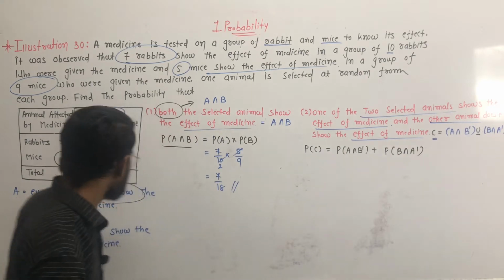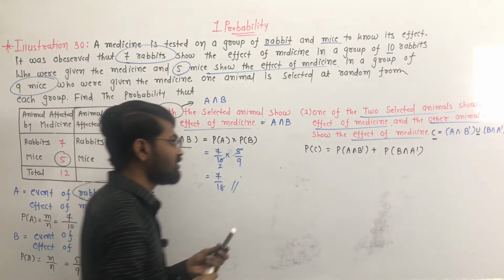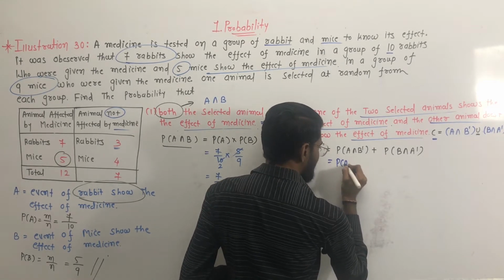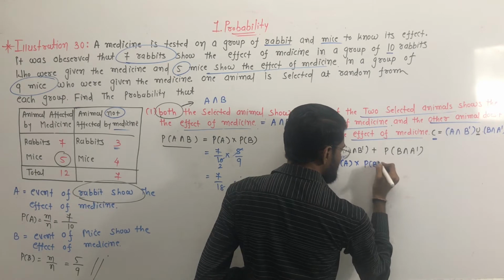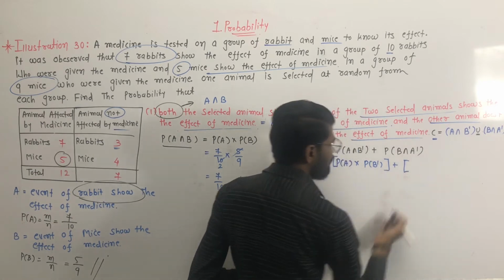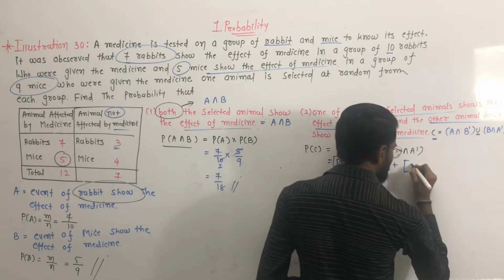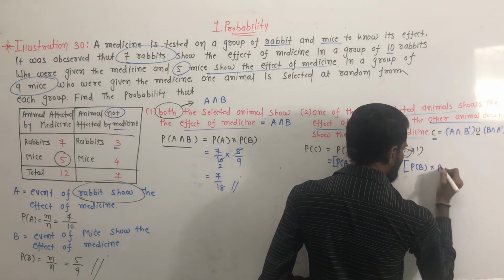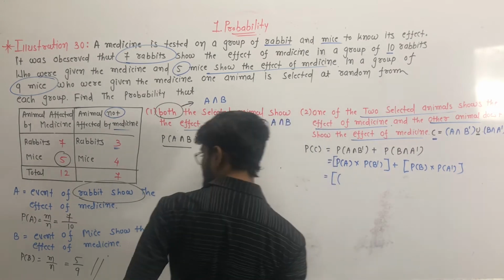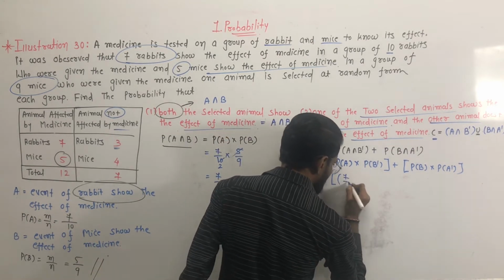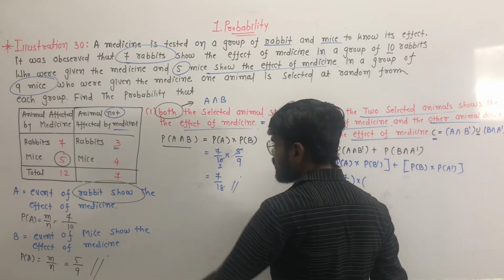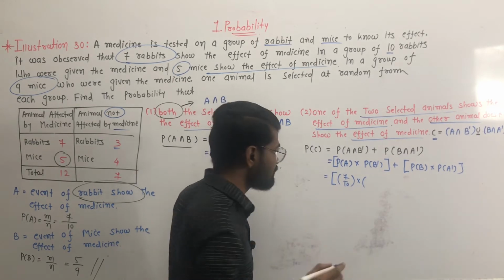Events A and B are independent events. So we can write the formula: P of A intersection B dash is equal to P of A multiplied by P of B dash. Clear? Okay, now plus P of B intersection A dash, and the formula is P of B multiplied by P of A dash. Clear? Now put the value. P of A is equal to 7 by 10, multiplied by P of B dash. We know P of B, but P of B dash is equal to 1 minus P of B.